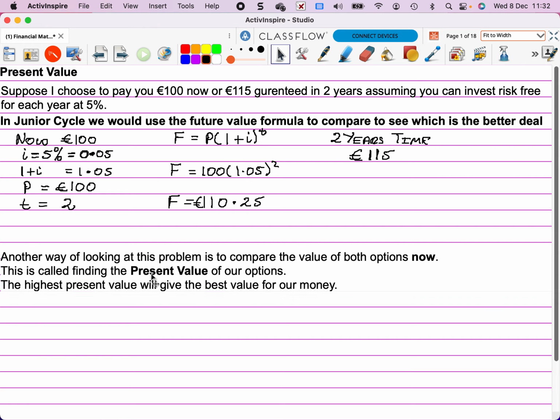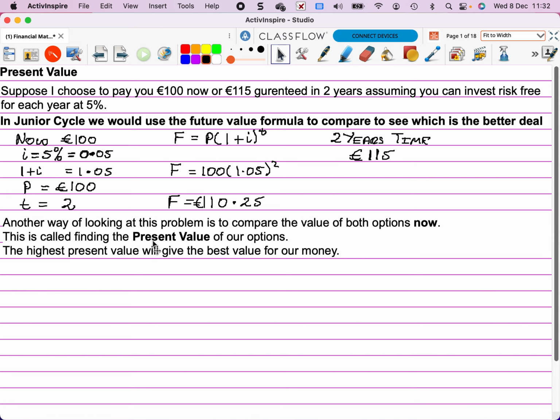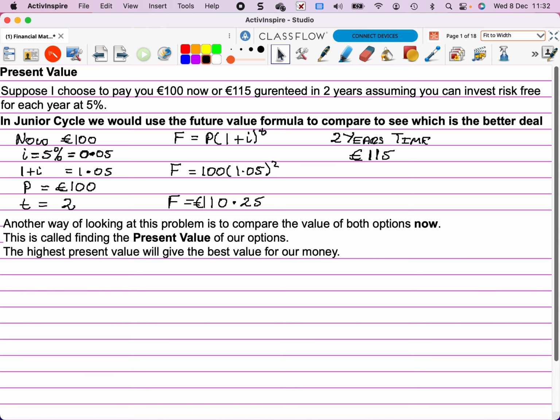Now, there is another way of looking at this, and it's called looking at the present value. It's done exactly the same way, except instead of looking at what you're going to get into your hand now, you look at what you're guaranteed. You're looking at the guaranteed amount of money you're expecting to get in the future. So if you use the present value approach, you're looking at what they're going to give you in 2 years' time.